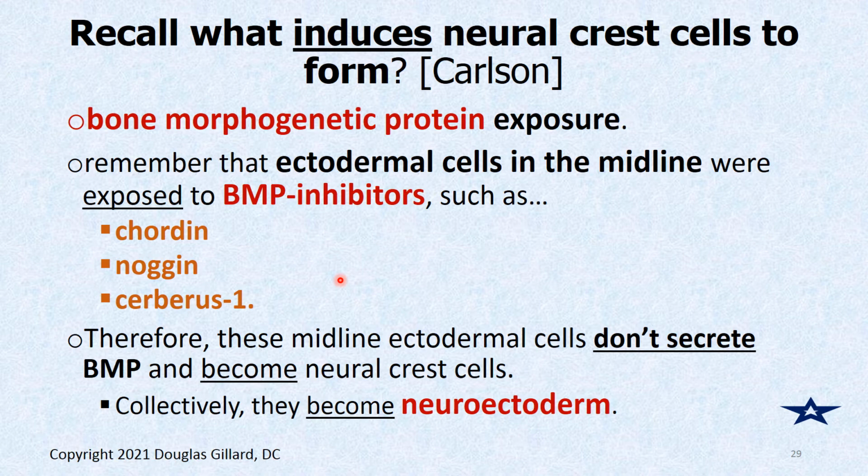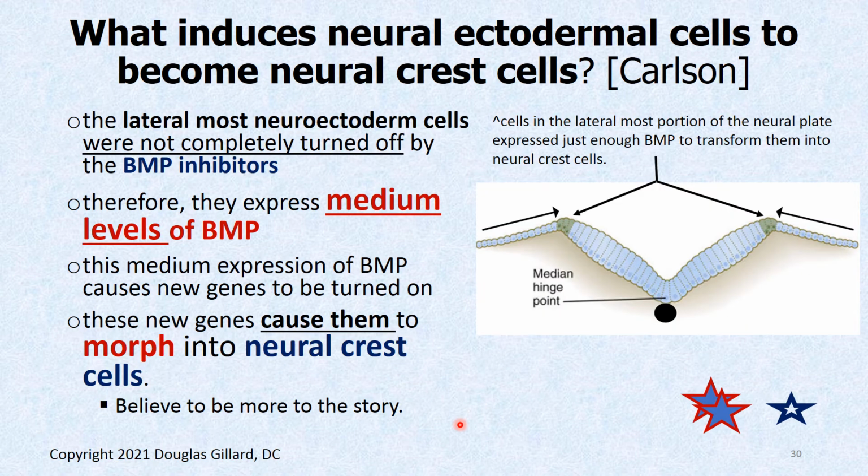So the midline neuroectoderm cells don't secrete BMP, and they can become neural crest cells based on that. Or not, no, that's not true. It's the ones in the tips. So I've got to take that statement out. Okay, but they don't secrete BMP, so they become neuroectoderm cells. We'll see right now how the neural crest cells form.